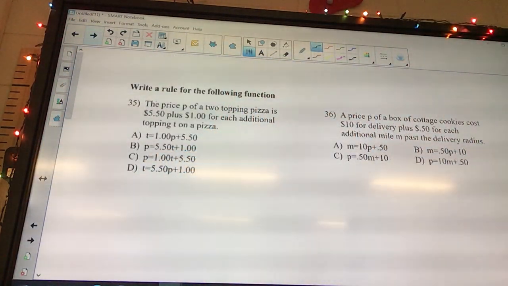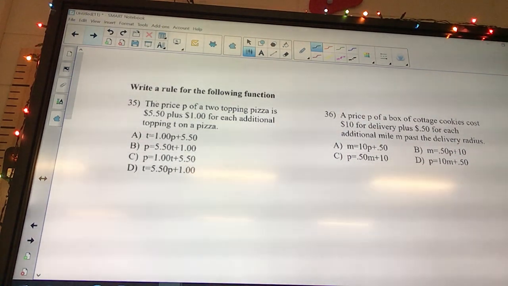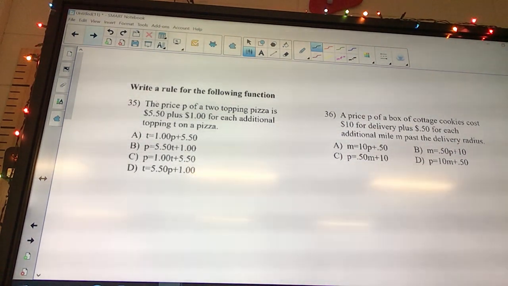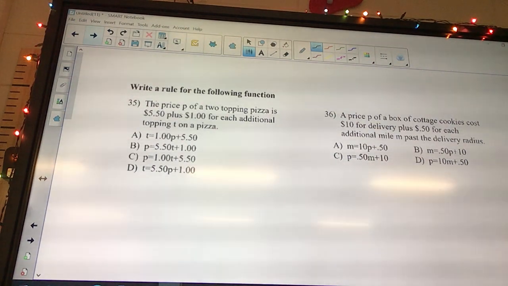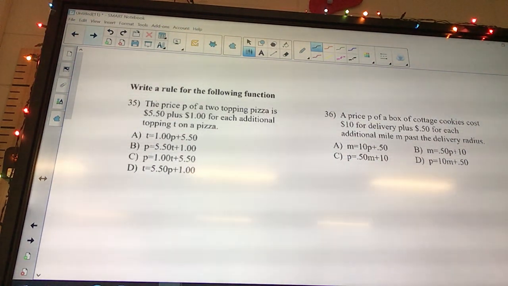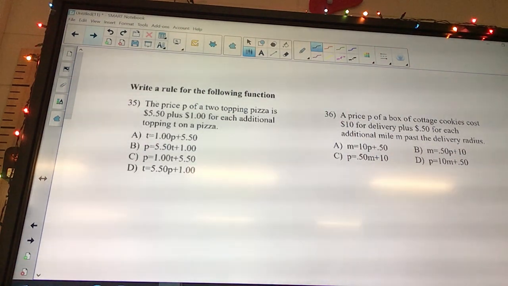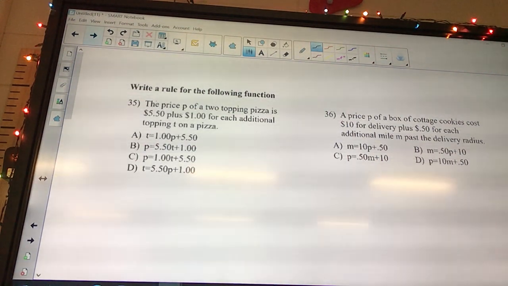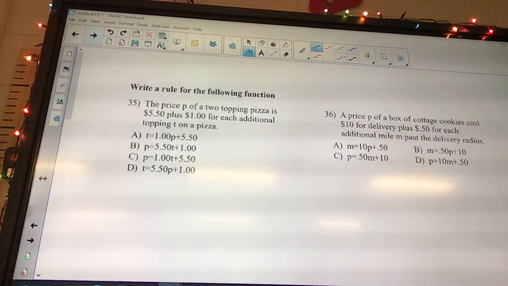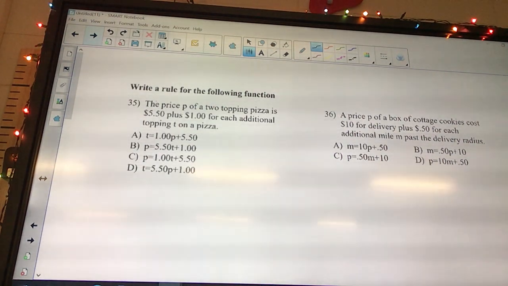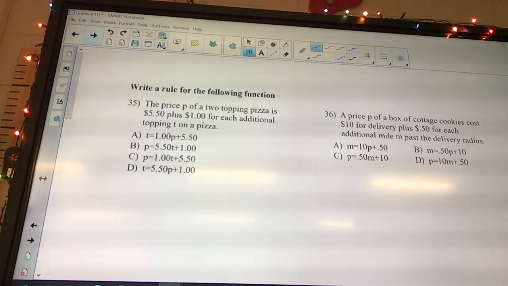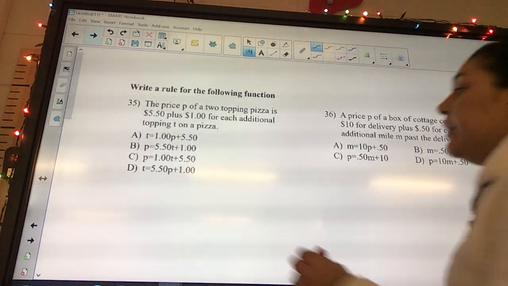Okay, 35. The price P of a 2-topping pizza is $5.50 plus $1 for each additional topping T on a pizza. Okay, so our for each always goes first. So which one has, what is our for each? $1. So what can we eliminate? B and D.